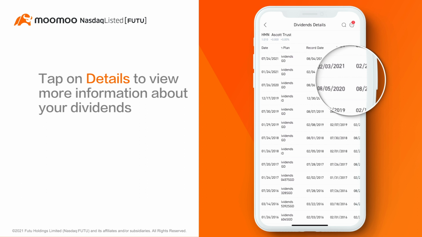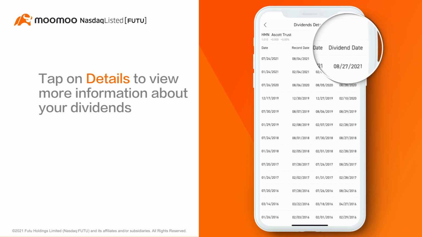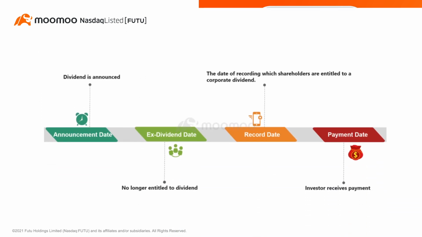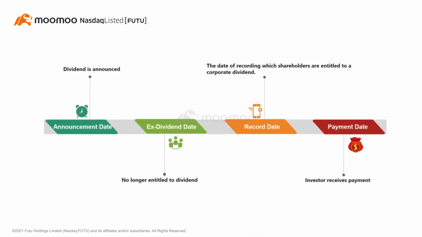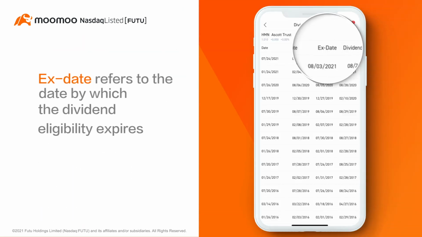On this page, you will be able to view the record date, ex-dividend date, and payment date. Dividend payments follow a chronological order of events, and the associated dates are important to determine the shareholders who qualify for receiving the dividend payment. Do take note of the ex-dividend or ex-date, which is the date by which the dividend eligibility expires.